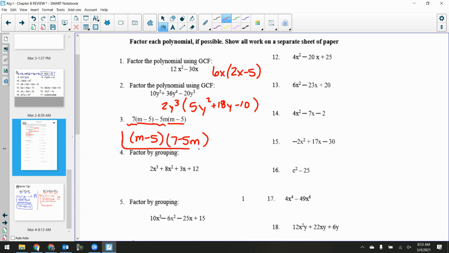Some people on the quiz that we had a while back put that negative 5m plus 7 inside the parentheses because they're thinking standard form, which is great, but you don't need to do that. I'm good if you don't do that. All right, number 4.